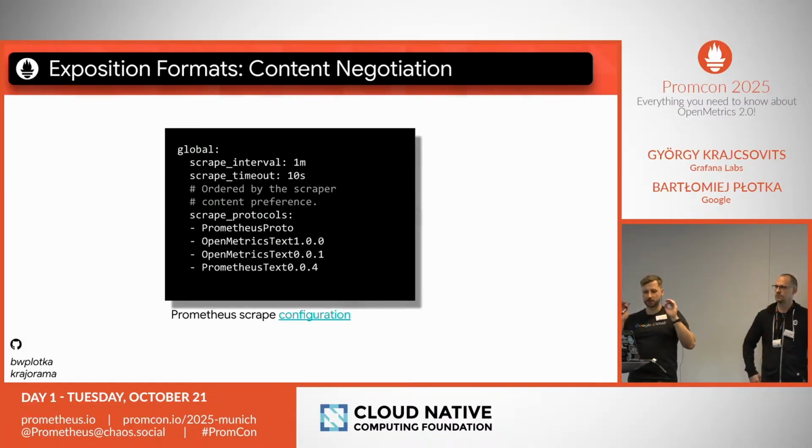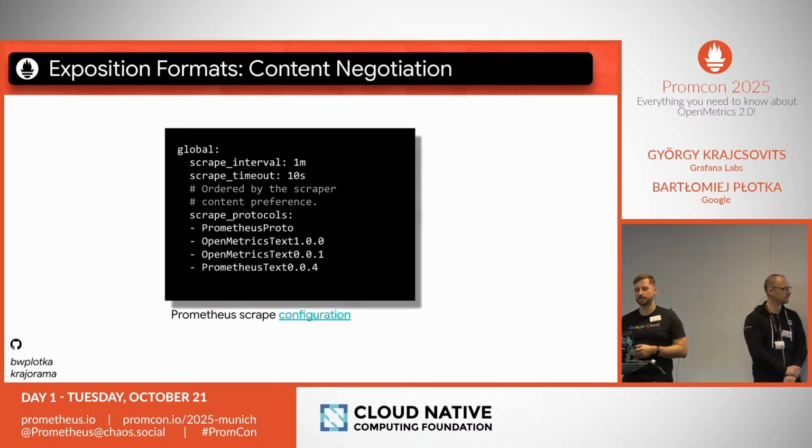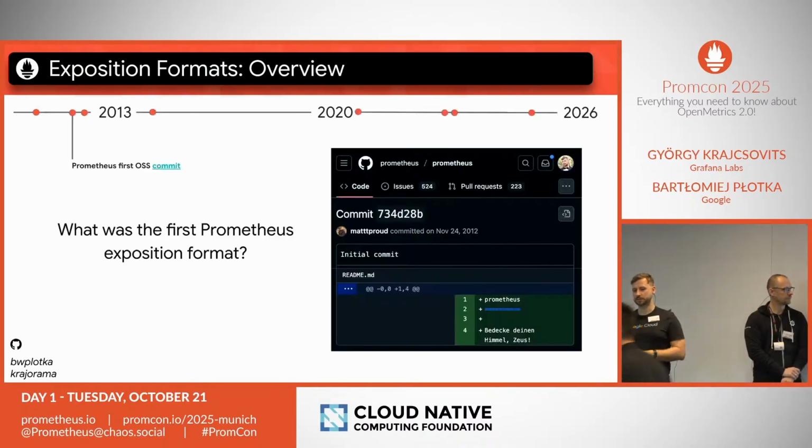So just by looking at this config, there are some decisions to make, right? As a user, when I configure Prometheus, what format should I prefer? And also as an application or exporter developer, what to implement, what I should focus on to have in my application to really speak the same language as Prometheus and other scrapers. Does it matter? What are the differences? Let's try to answer those questions.